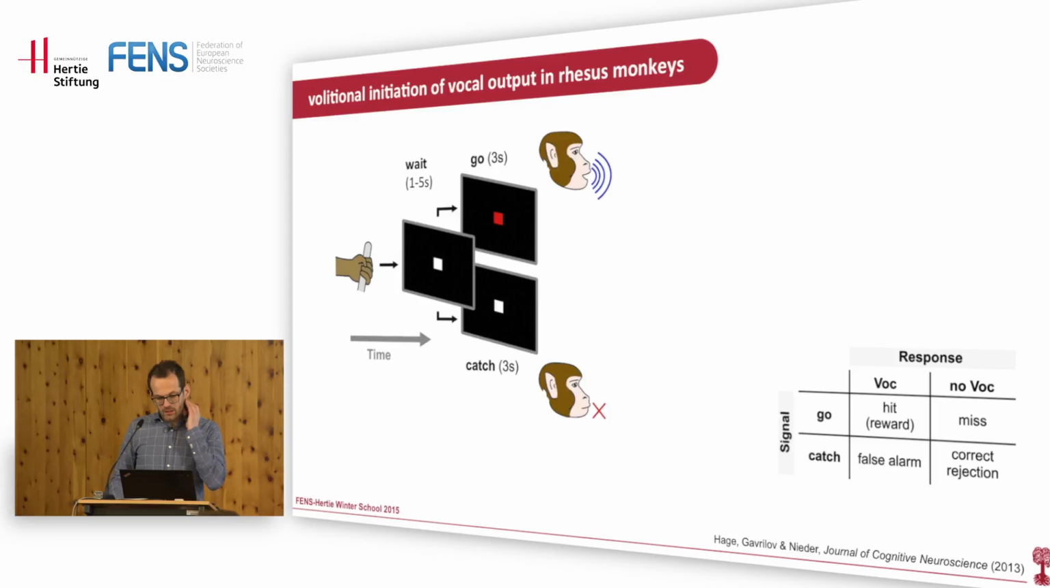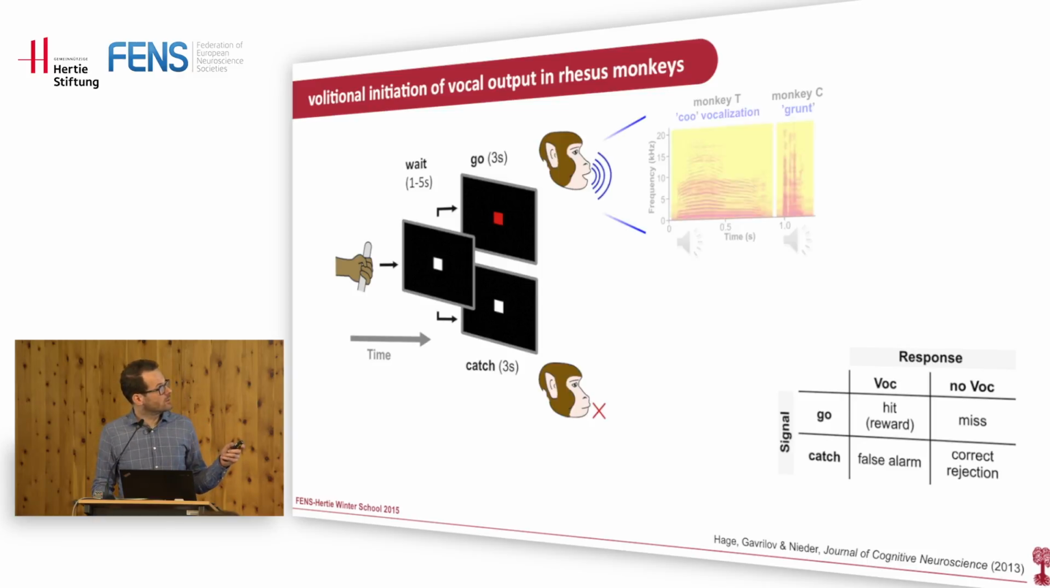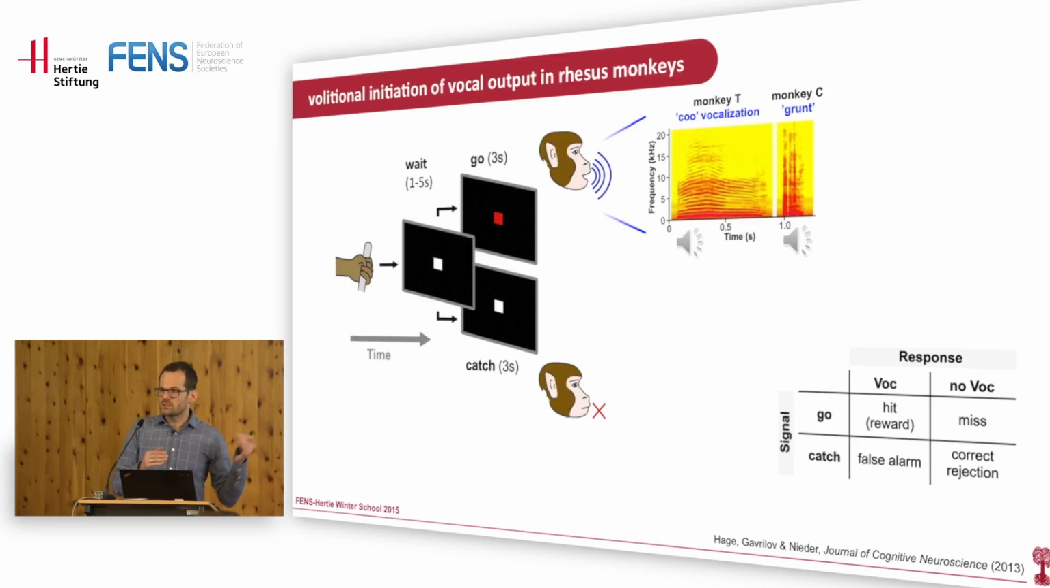So what we did is we trained 2 rhesus monkeys, and we decided to do this in a straightforward go-no-go detection task. The animals were sitting in a primate chair in front of a computer screen. They had a little bar in front of them, and they had to grab this bar. Then a pre-cue appeared, which was a white square. This was shown for 1 to 5 seconds, pseudo-randomly chosen. And then, in most of the cases, in 80%, the animals were presented a go stimulus, which was a red or blue square. In response to this square, the animals then had to produce a vocalization within 3 seconds.